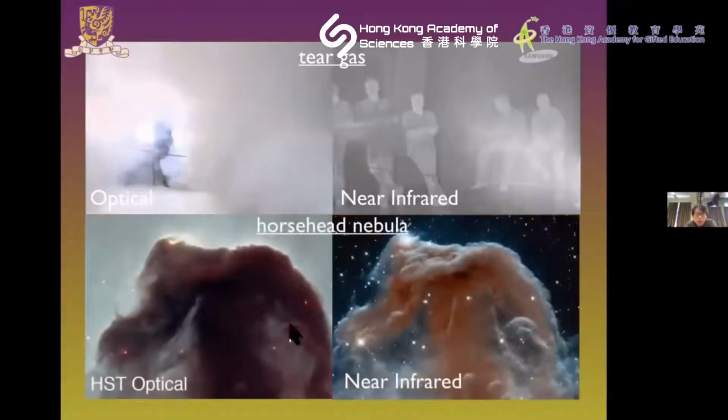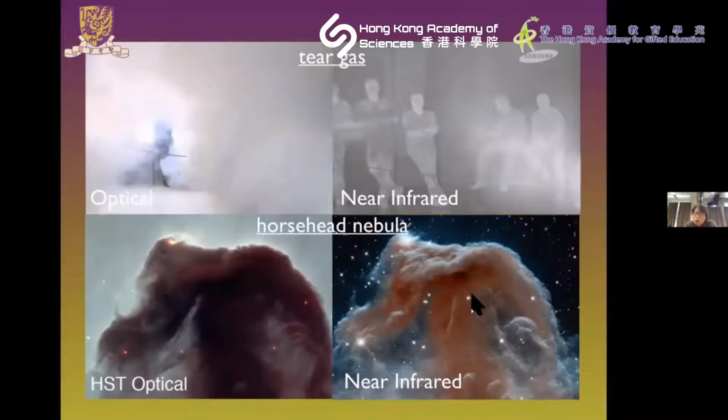Again, these 2 photos below are the same point of view of the so-called Horsehead Nebula, for obvious reasons, right? The left-hand side is optical, taken by the Hubble telescope, and you see a dark cloud. And the right-hand side looks at near infrared, and you can look through the cloud and find the close environment of each star.